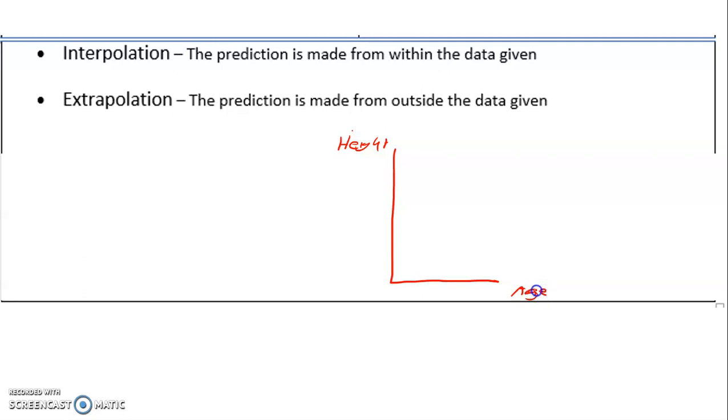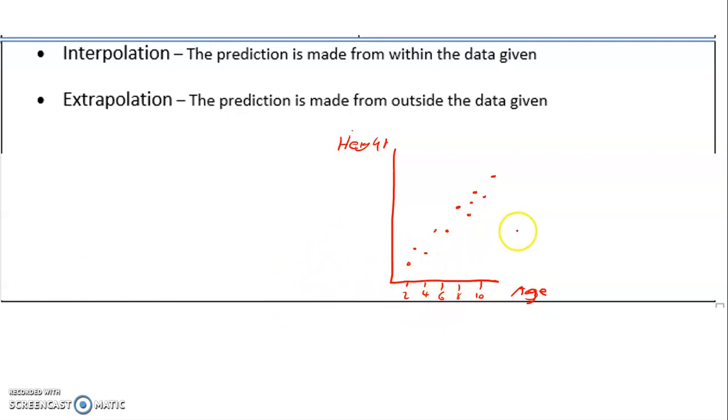Hopefully it looks a bit more like age. And we'll say 2, 4, 6, 8, 10. I'm not even going to put a scale on here. We're going to say our dots are going to be something like this. So as someone's getting older, they're generally getting taller.